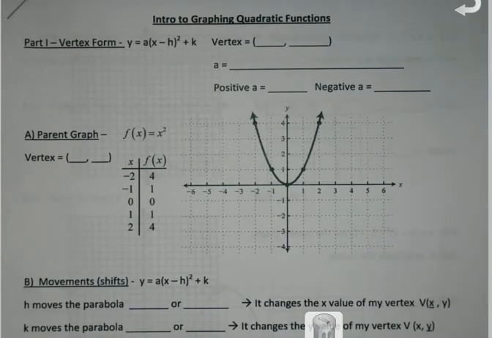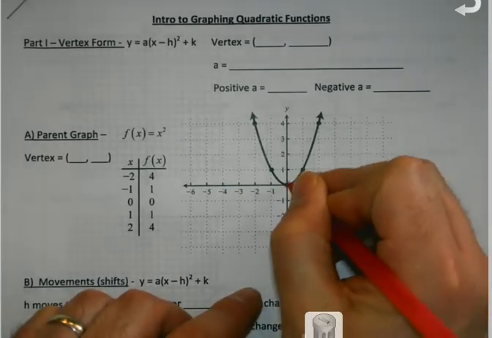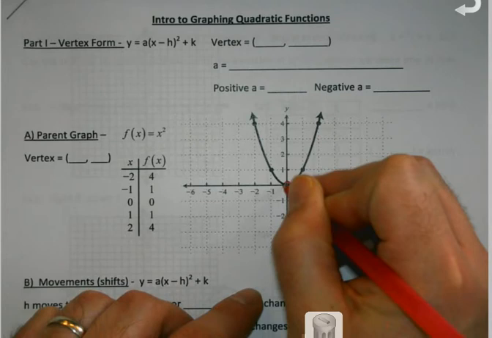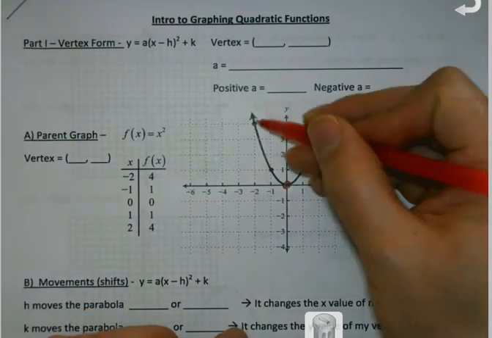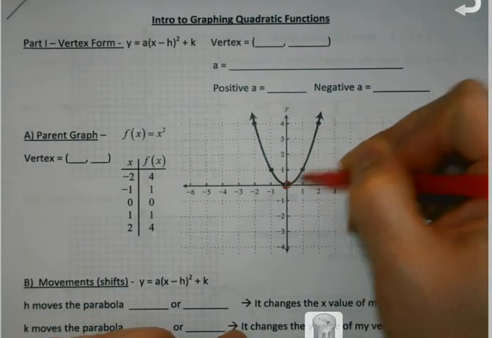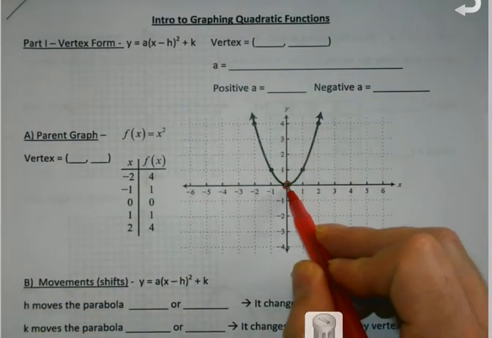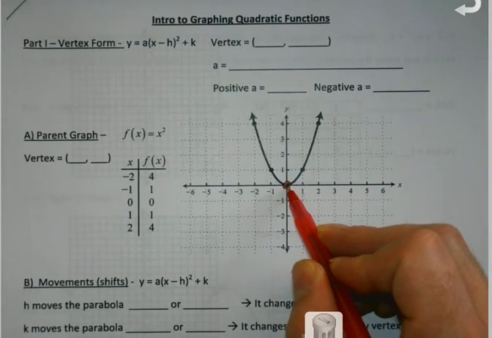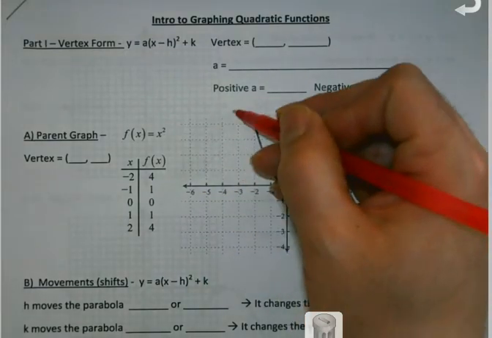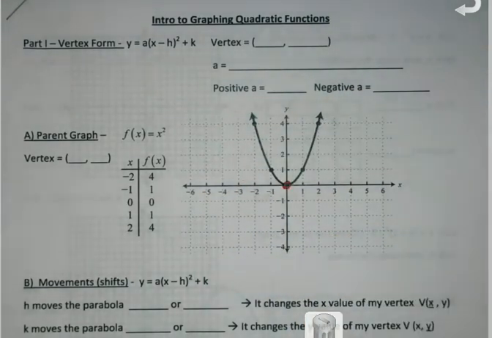My vertex is where my graph changes direction. In other words, if it's going down, and then it starts to go up, that point where it changes is called my vertex. Or if it was going up, and then all of a sudden it starts going down, that's where it is. It's almost like it's the middle of my graph.